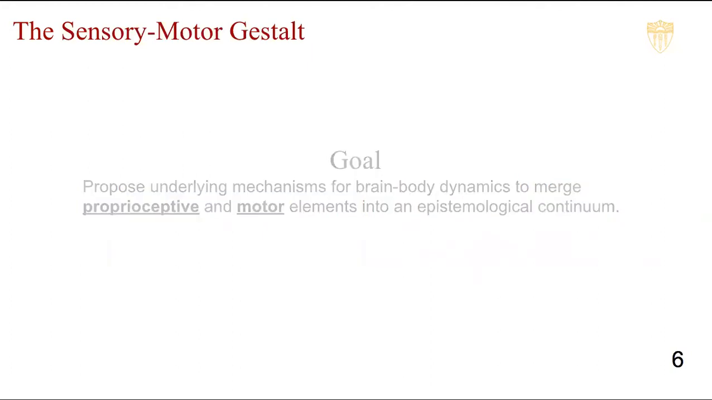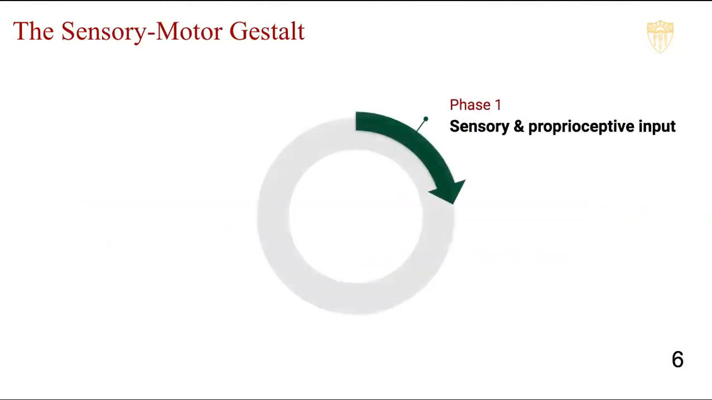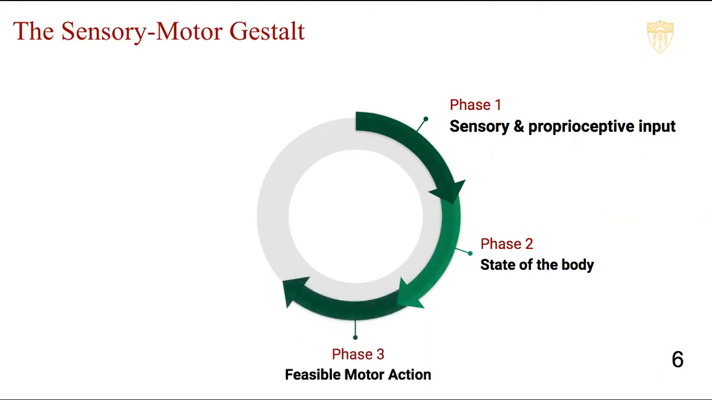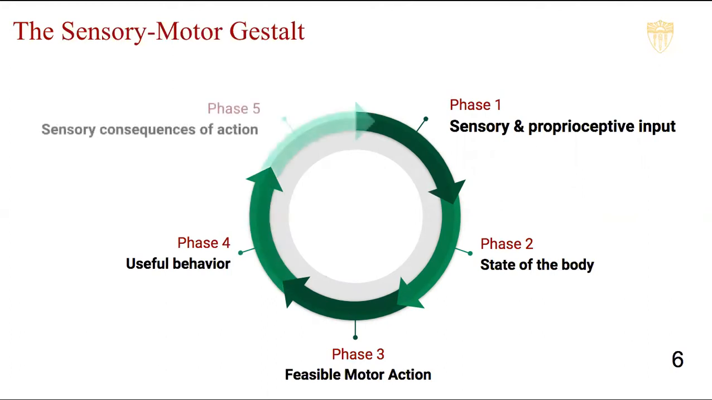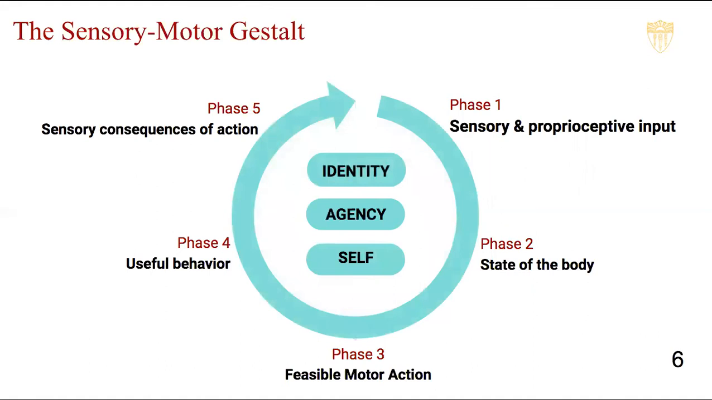We start by using sensory and proprioceptive information as inputs, which are then quantified and categorized to form the state of the body, or the sensory state. That sensory state is then mapped to the neural activations that prompt feasible motor actions. Those feasible actions inform useful behavior for completing various tasks, which produce a new set of sensory consequences of action. This sequence of sensory to motor to sensory processing is what we hypothesize as key to building up more abstract notions of agency, identity, and self in organisms and robots.